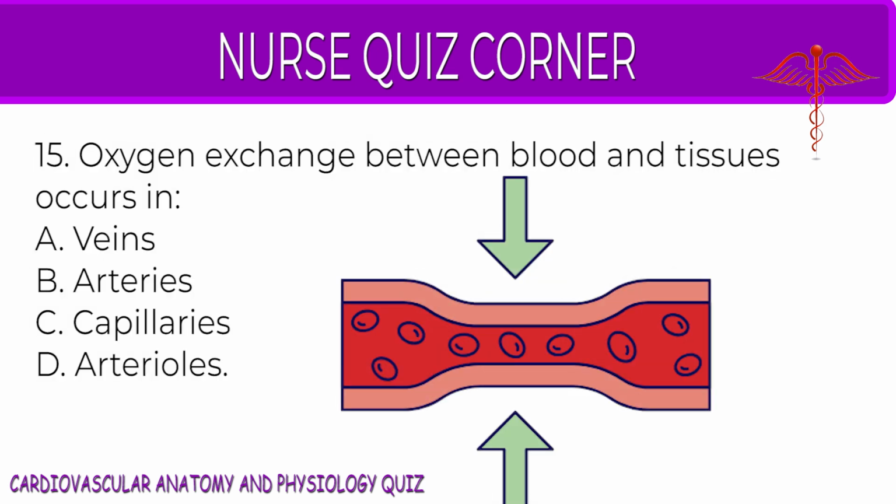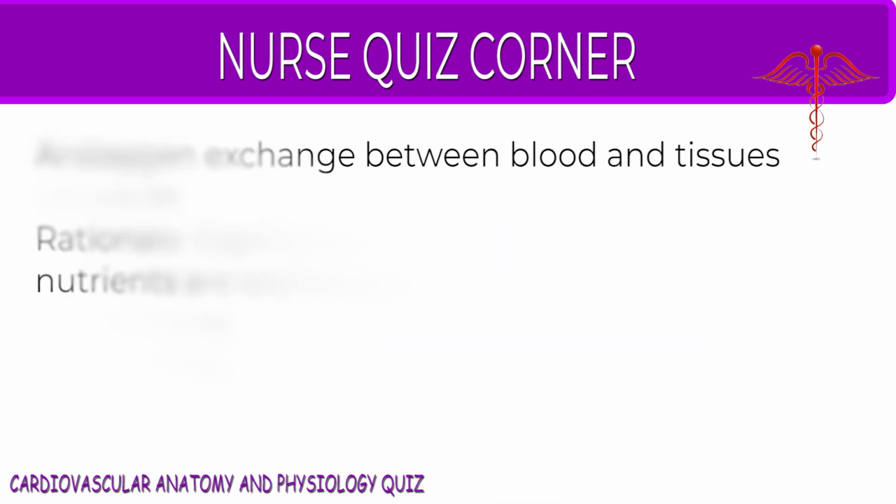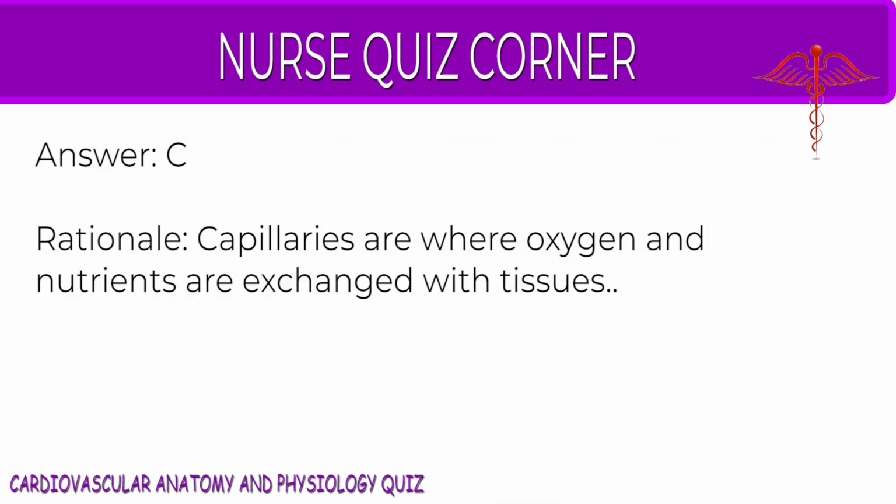15. Oxygen exchange between blood and tissues occurs in A. Veins. B. Arteries. C. Capillaries. D. Arterioles. Answer C. Rationale. Capillaries are where oxygen and nutrients are exchanged with tissues.